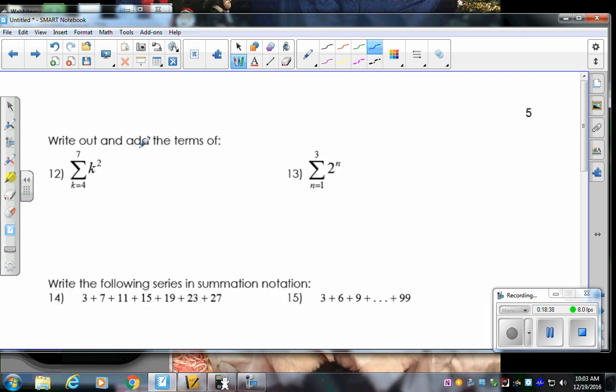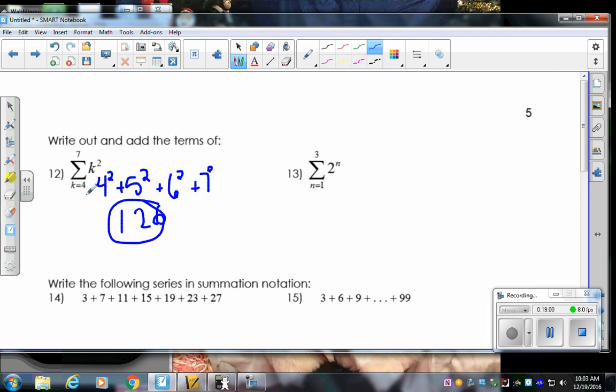All right, so if I can write them out, here I'm starting at 4. So I'm doing 4 squared plus 5 squared plus 6 squared plus 7 squared. All right, and I'm stopping at 7 because that's the number on the top. So 16 plus 25 plus 36 plus 49. So my sum is 126.